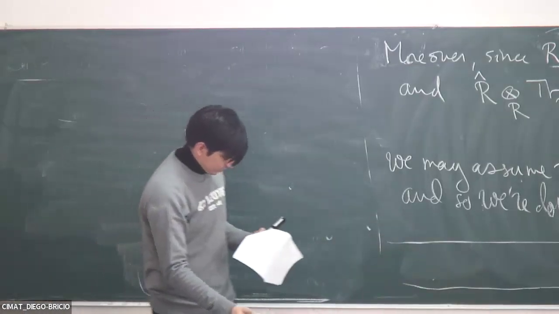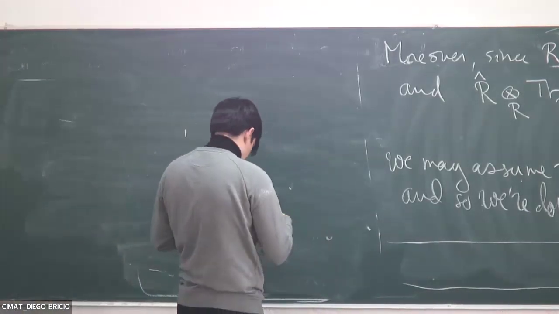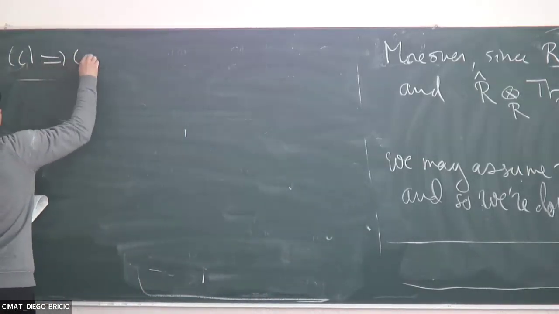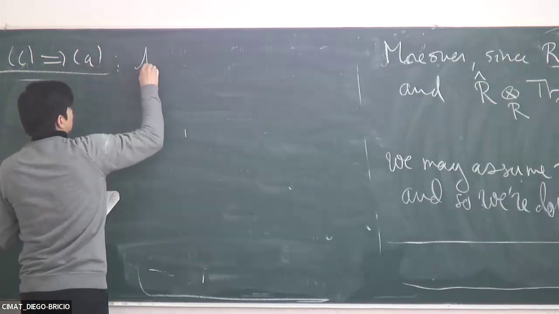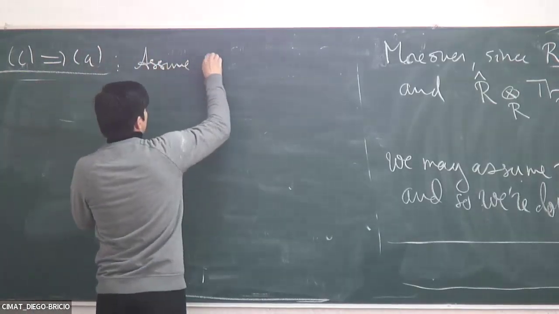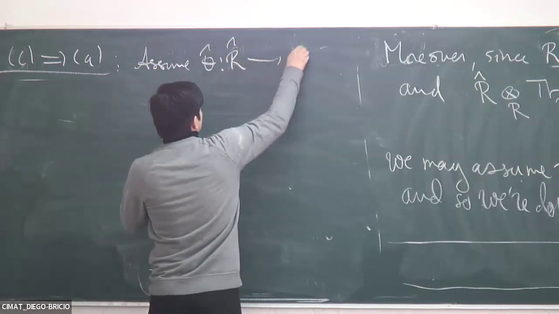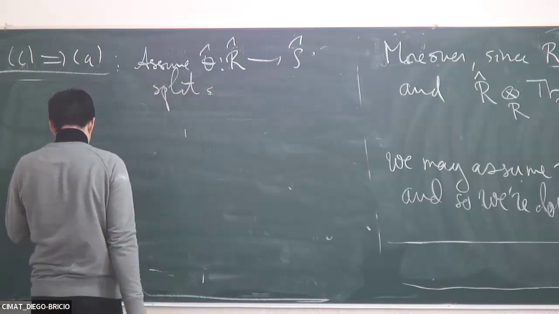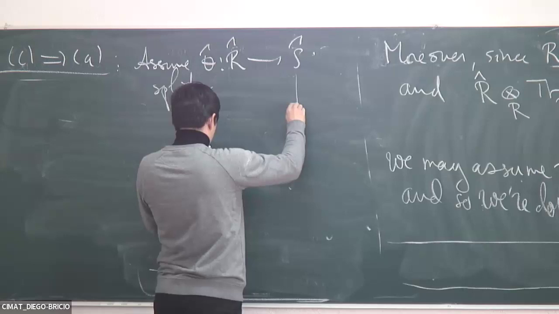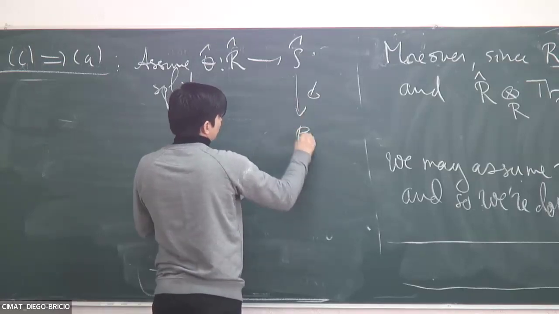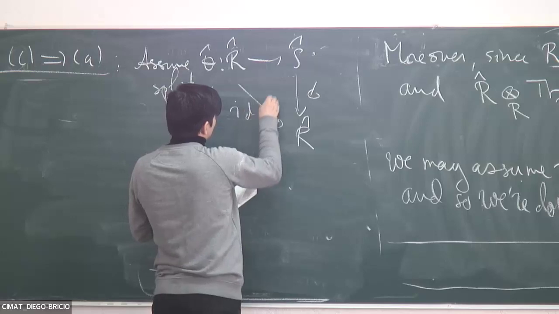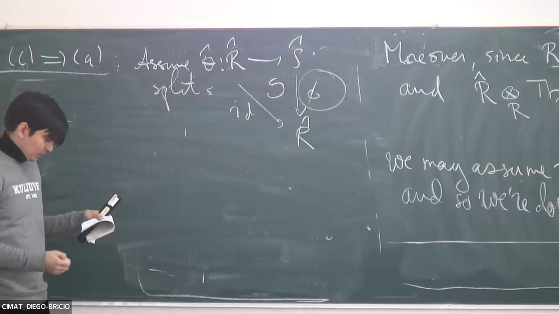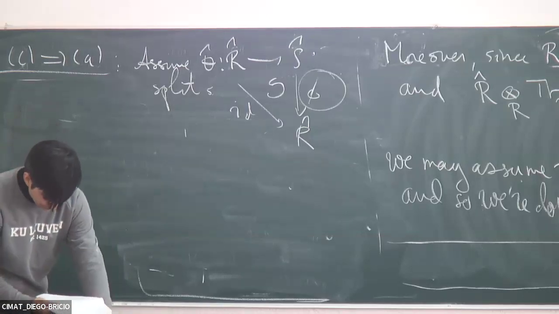Okay, let's see why on earth C implies A. So assume that theta hat splits. And let P be the splitting. Okay, so we have this map. We have this glorious map that exists after we complete.